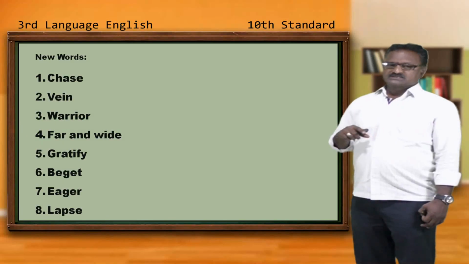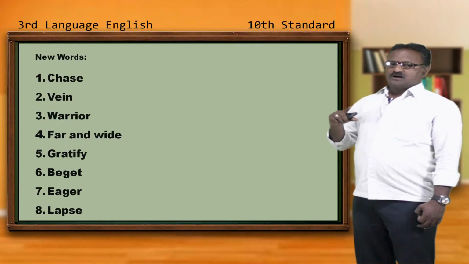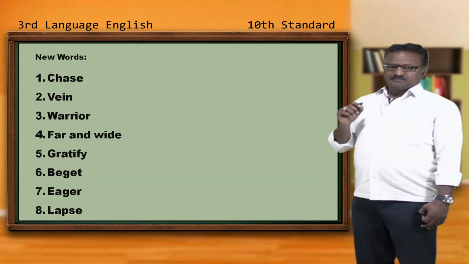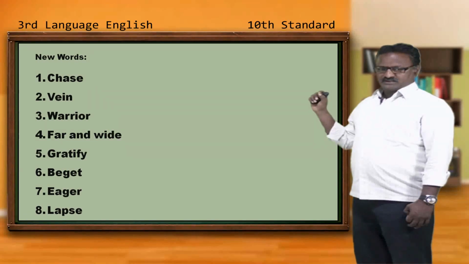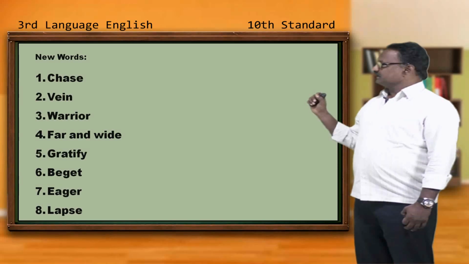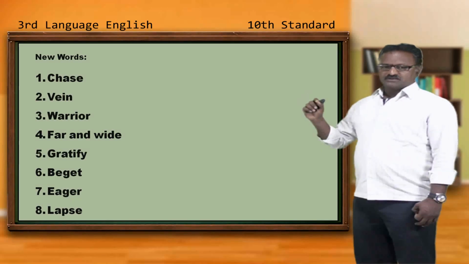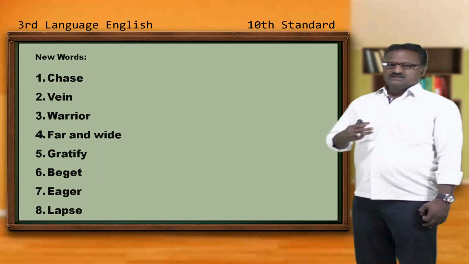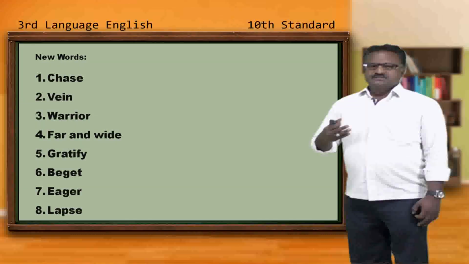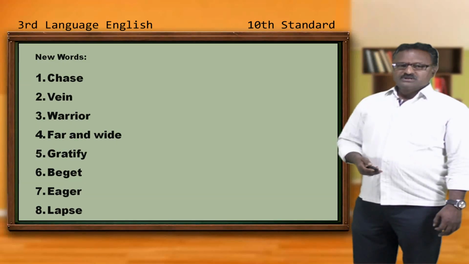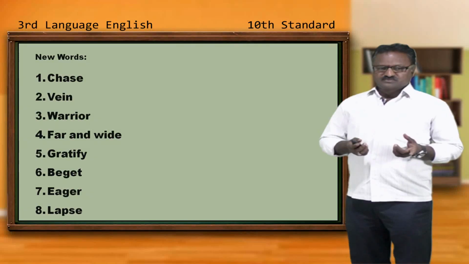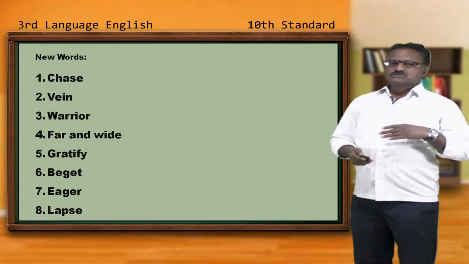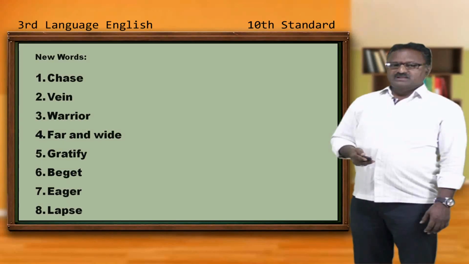And the fifth one is gratify, G-R-A-T-I-F-Y. The sixth one is beget, B-E-G-E-T, beget. The seventh one is eager, E-A-G-E-R. And the eighth one is lapse, L-A-P-S-E. So these are the new words you come across in your textbook. Suppose if you know the meanings of these words, that will definitely help you to understand the entire lesson so that you can answer the questions when they are asked.